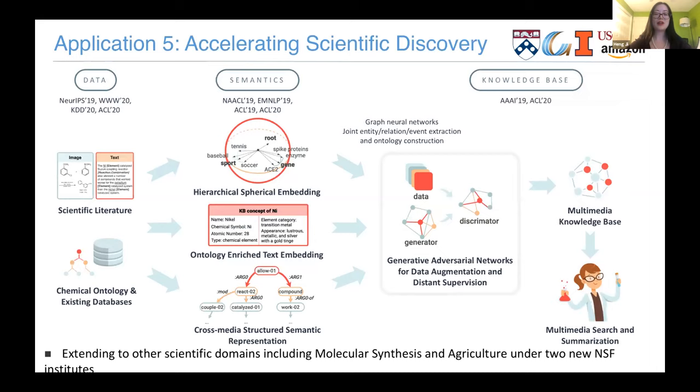and clinical notes, especially related to COVID-19. Compared to the general news domain, scientific papers have many unique challenges. Number one, many concepts are not explained. Normally you see an entity in the news, you will see the title and affiliation, but then many concepts are not explained because papers are written for experts.